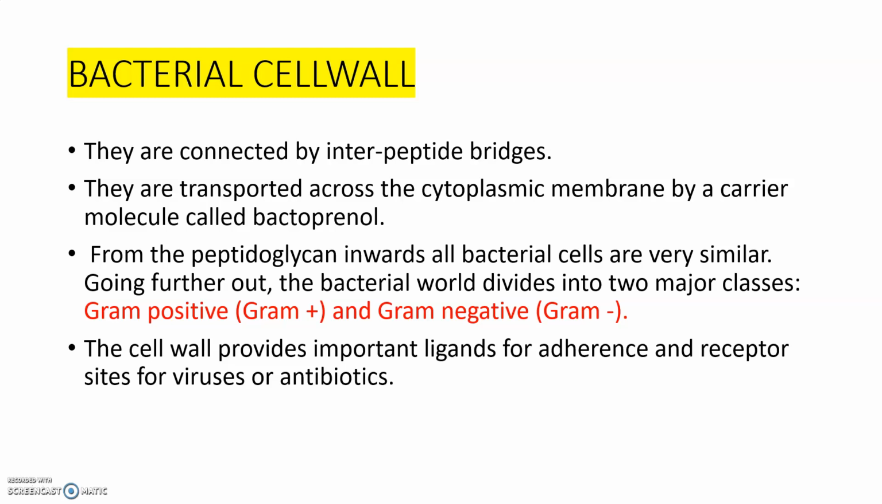Now the cell wall provides important ligands. For what? What are the other functions? For adherence and receptor sites for viruses or antibiotics. So these antibiotics usually bind onto the bacteria by binding onto certain ligands which are present within the cell wall. Also, viruses bind with certain ligands present within the cell wall of the bacteria.